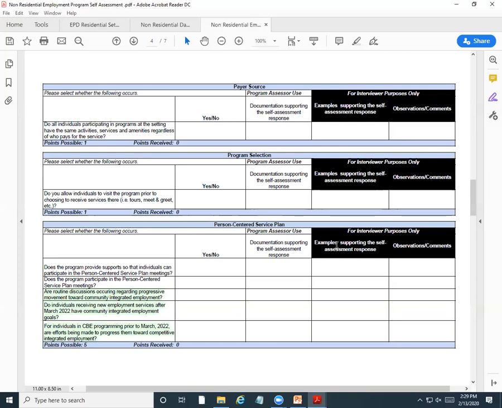This is in our state transition plan. Is it CBE or GSE? Which one's going away? Oh, CBE. Center-based employment will move to a more integrated model, and those members who receive the service after March of 2022 will be required to have an employment goal to move to community integrated employment. So you can read more about that in our state transition plan on the website.